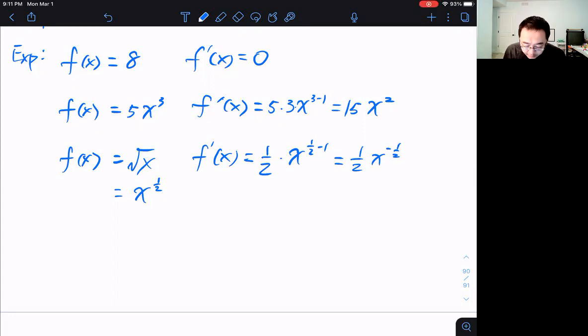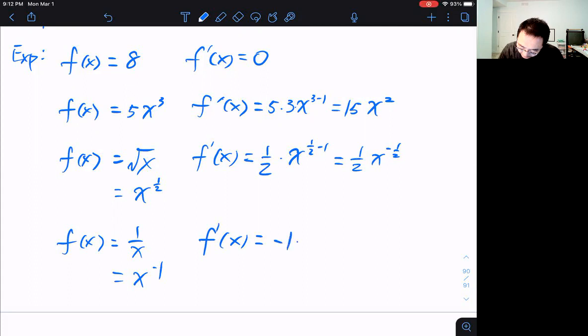Now, similarly, what if you have f of x equals 1 over x? That is x to the negative 1, right? So f prime of x in this case is negative 1 times x to the negative 1 minus 1, which is negative x to the negative 2, or in other words, negative 1 over x squared. Okay, so these will take some practice, but you can get this pretty quickly.